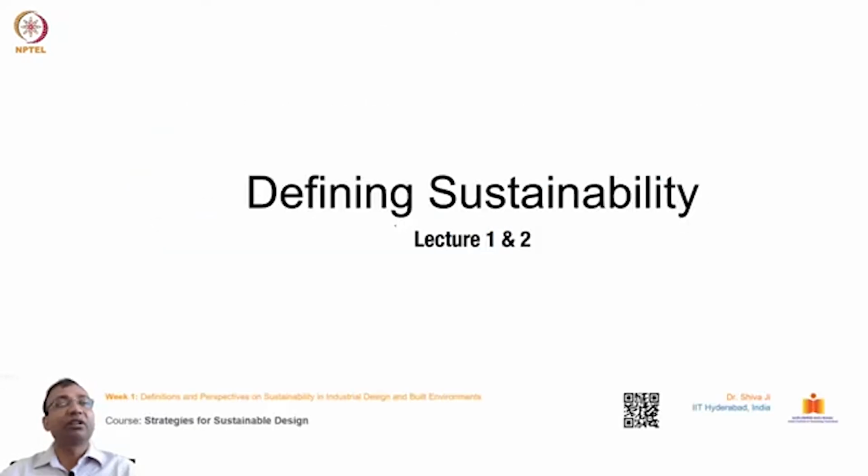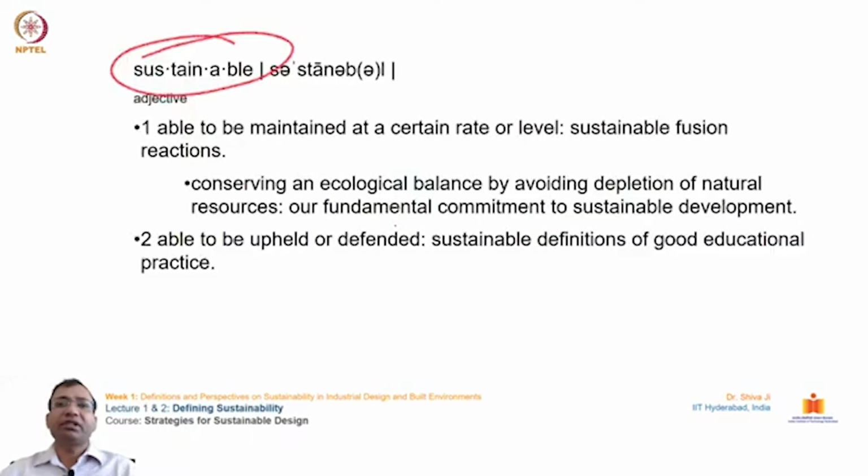So let's begin with our first, actually the second lecture, which talks about defining sustainability. If we simply see the dictionary definition of sustainability, the word sustainable is an adjective, which defines maintaining a certain rate, maintaining a certain pace. So what has gone wrong in recent times, recent decades, and maybe one or two centuries?